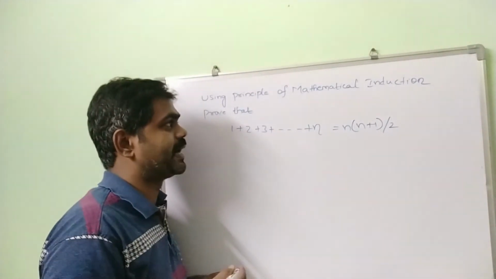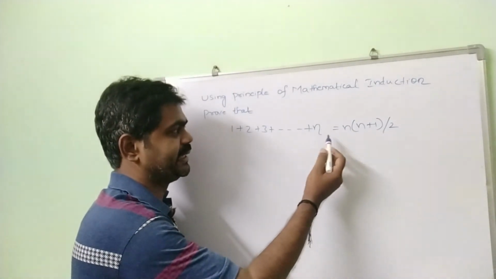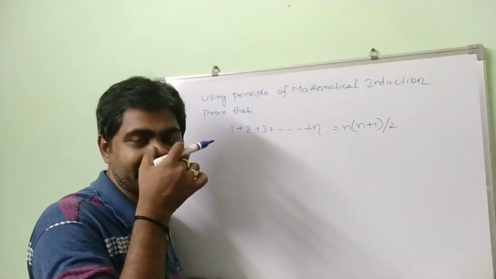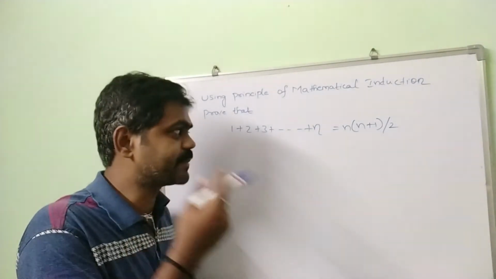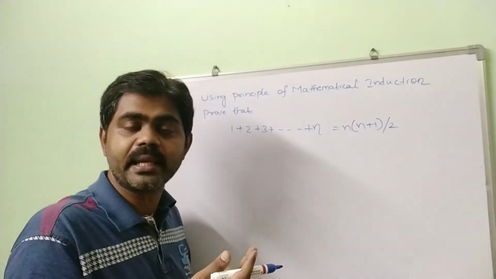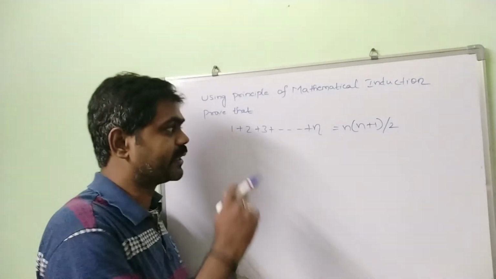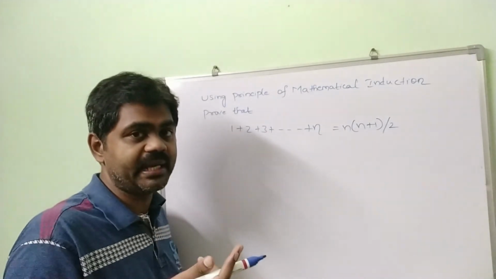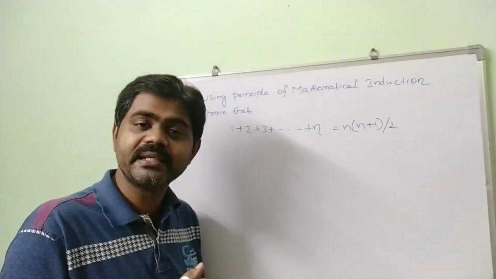So using principle of mathematical induction, prove that 1 plus 2 plus 3 so on up to n equal to n into n plus 1 by 2. So we should solve this using the mathematical induction. So what we said, for every case it should be true, right? So if we substitute P of 1, so 1 into 1 plus 1 by 2. Okay. So it should be true, right? That means P of 1. So if you take P of 2, it should be true. If you take P of k, it should be true. If you take P of k plus 1, it should be true. So it should be true for every case.